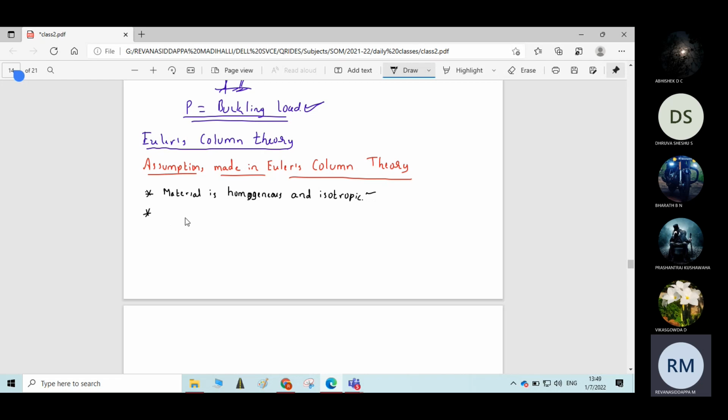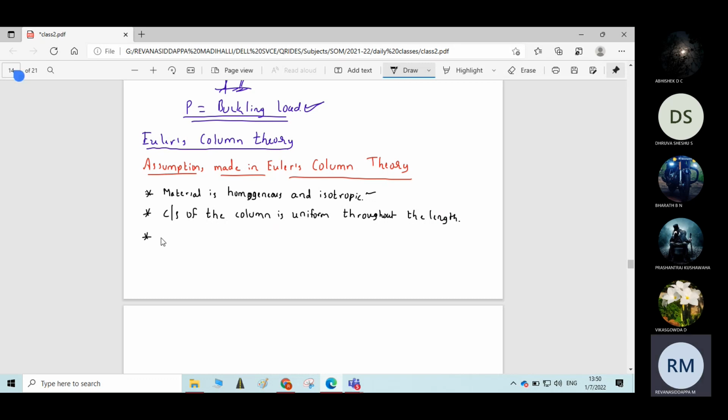The second assumption made is the cross section of the column is uniform throughout the length. This is the second assumption made. Cross section of the column is uniform throughout the length.